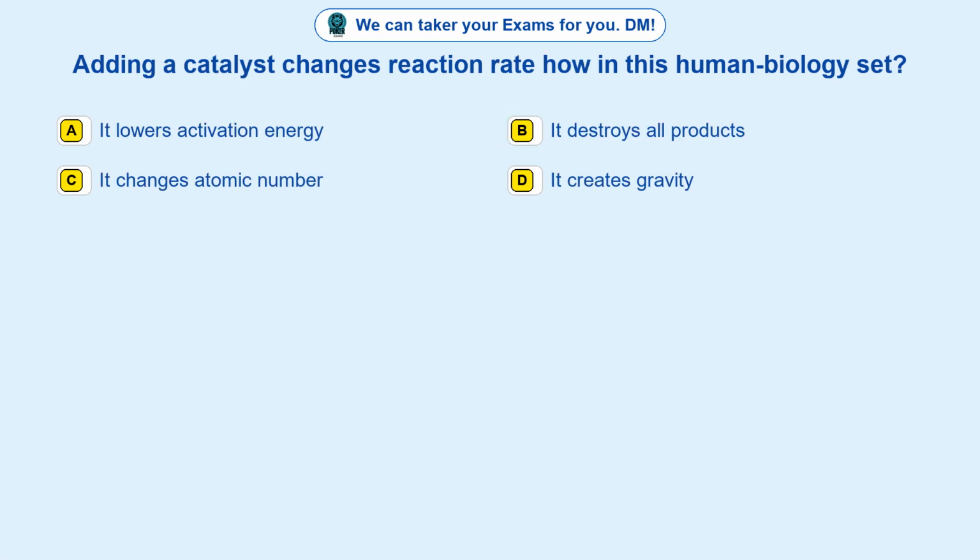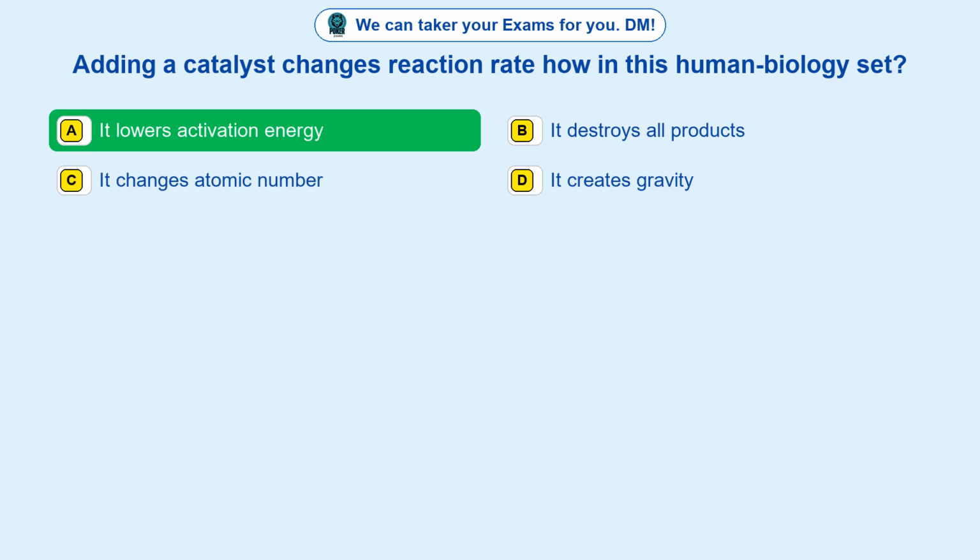Question 37. Adding a catalyst changes reaction rate how in this human biology set? Option A. It lowers activation energy. Option B. It destroys all products. Option C. It changes atomic number. Option D. It creates gravity. The correct answer is option A. It lowers activation energy.